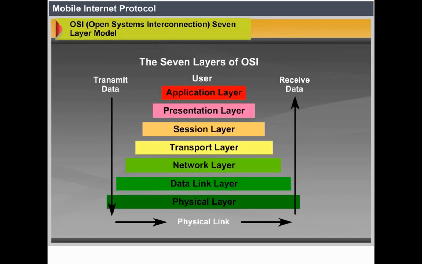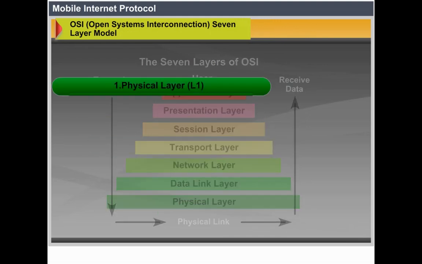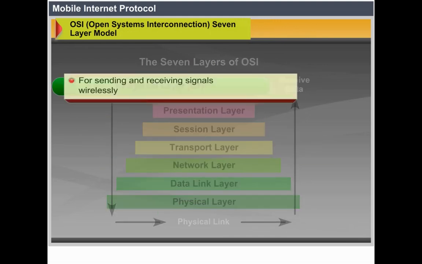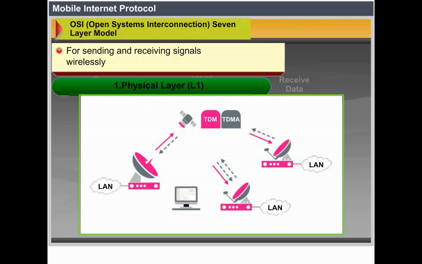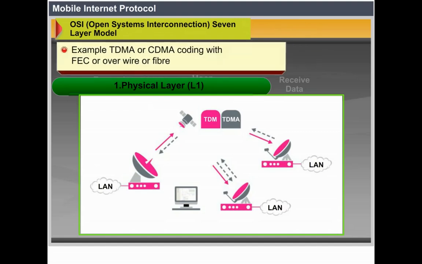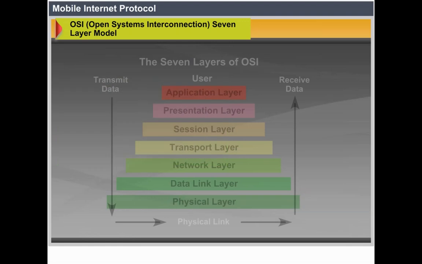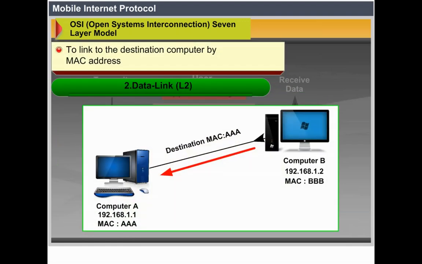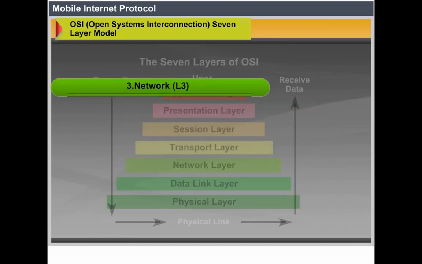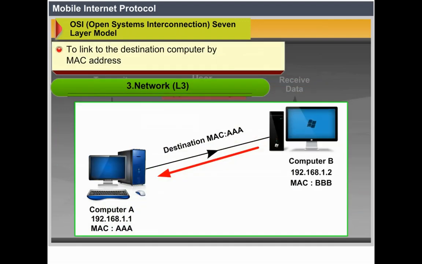OSI Open Systems Interconnection 7-layer model. Physical layer L1 is for sending and receiving signals wirelessly, for example, TDMA or CDMA coding with FEC, or over wire or fiber. Data link L2 is for linking to the destination computer by MAC address. Network L3 is for routing through a chain of routers.